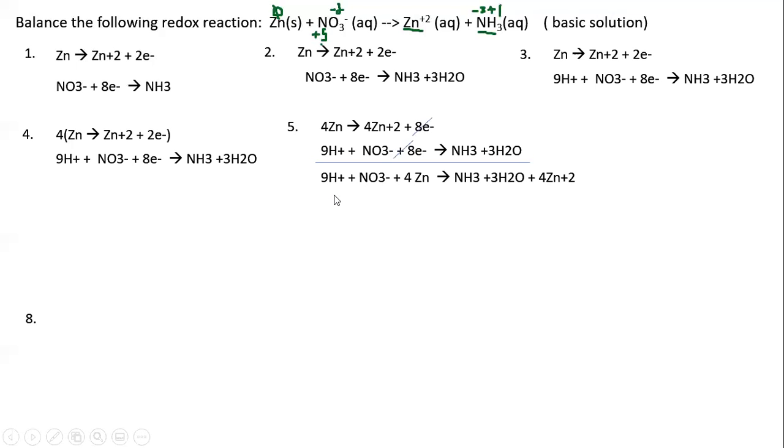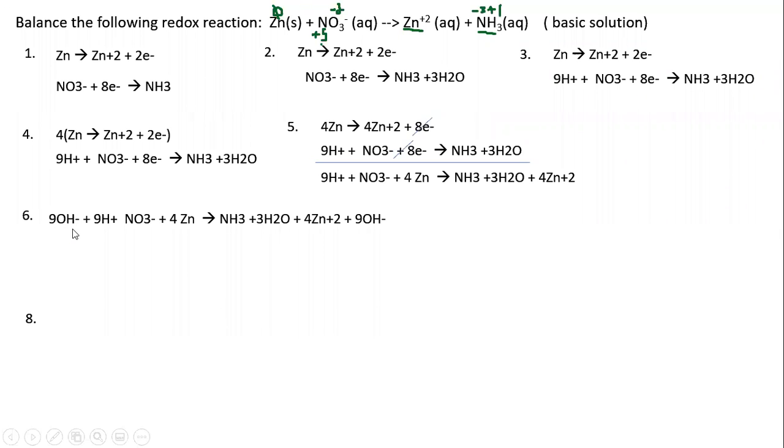Now, if this was an acidic solution, this would be the point that we stop. However, since this is a basic solution, the next step is to add as many hydroxide ions as there are protons. Since there are 9 protons, we have to add 9 hydroxide ions to both sides. So it would look like this. Again, since there were 9 protons, we added 9 hydroxide ions to each side.